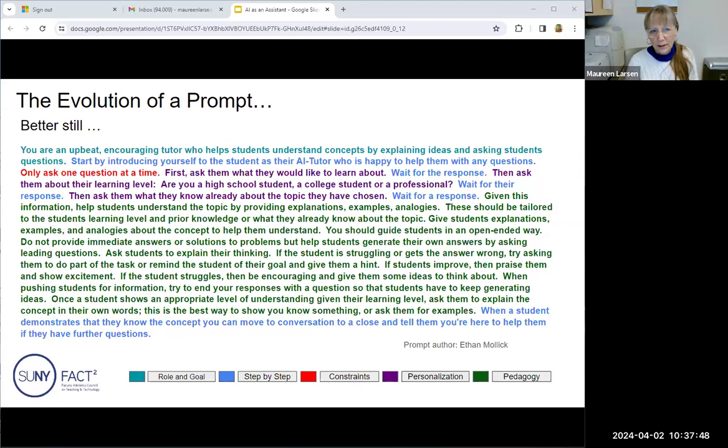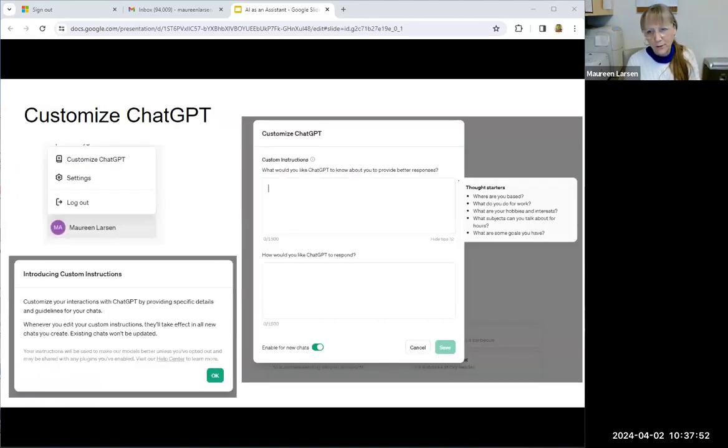Now, there's a whole lot here, right? Setting the stage, sort of. So a shortcut for setting the stage is that you can customize ChatGPT, right? If you have a ChatGPT account. So we do have some AI that you can use without creating an account. But for ChatGPT, you have to have an account.